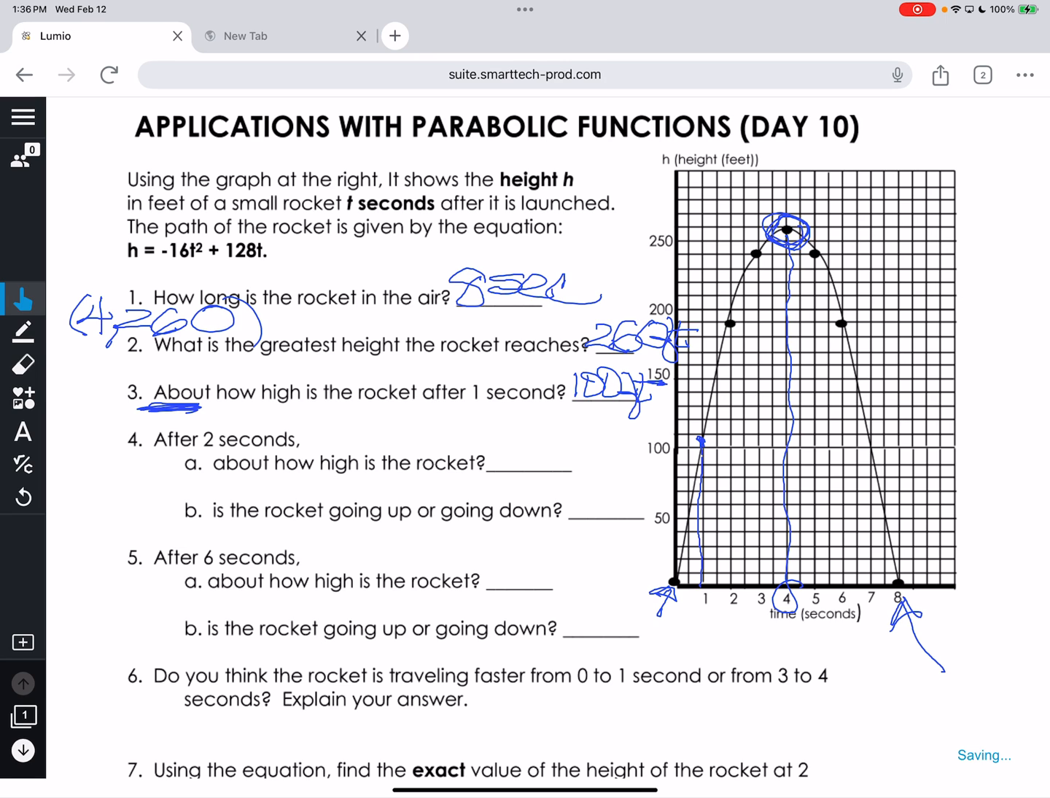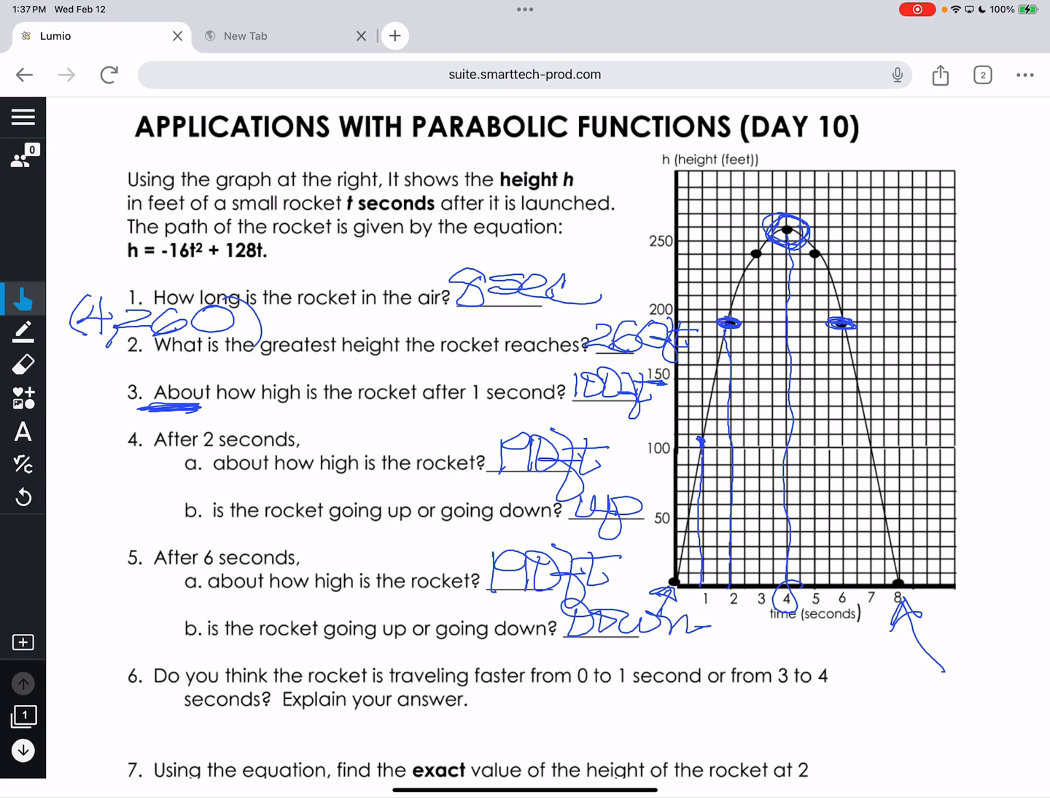All right, after 2 seconds, we're going to travel up. About, where are we in 2 seconds? We'll say about 190 feet. Is that going up or down? That's going up. About how high is the rocket after 6 seconds? 190. About. And it's now going down. So you notice we actually have dots for the 2 and 6 seconds. They're not quite to the vertex yet, and then they hit the vertex and they start coming back down.